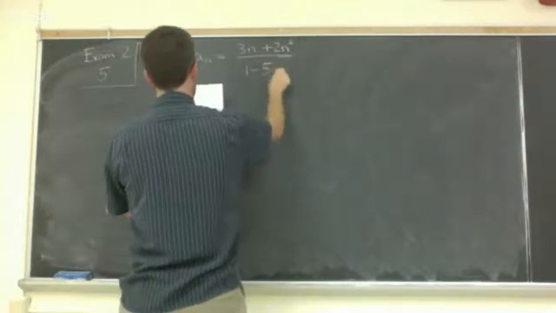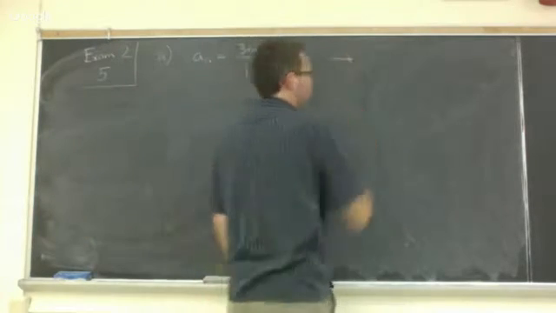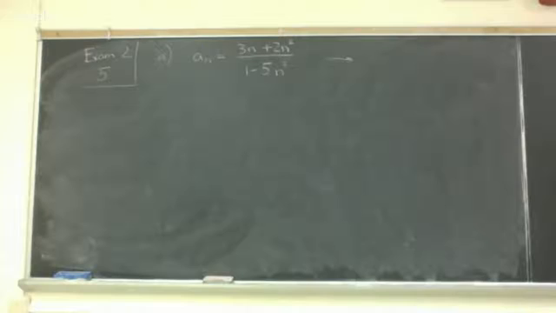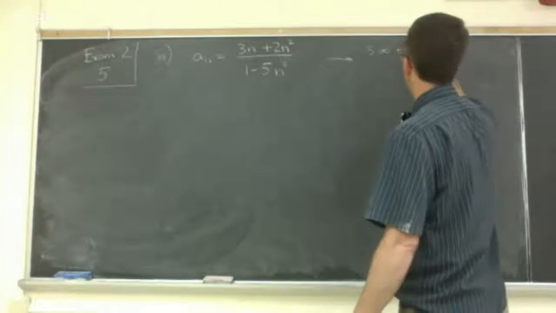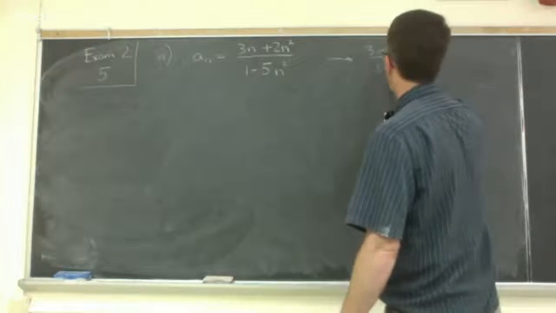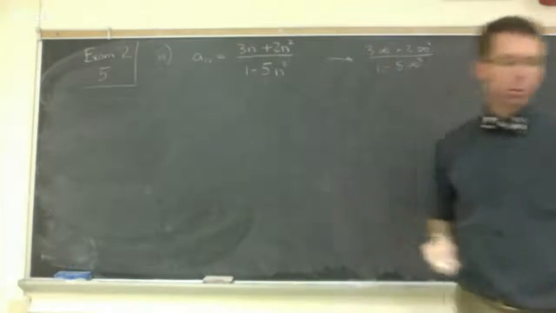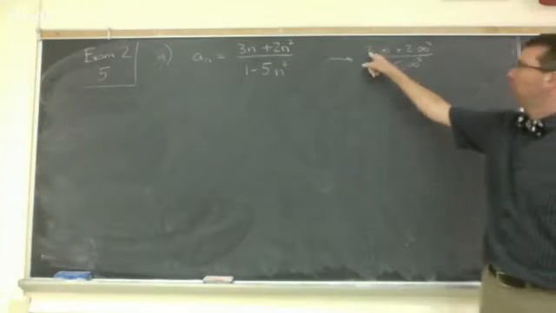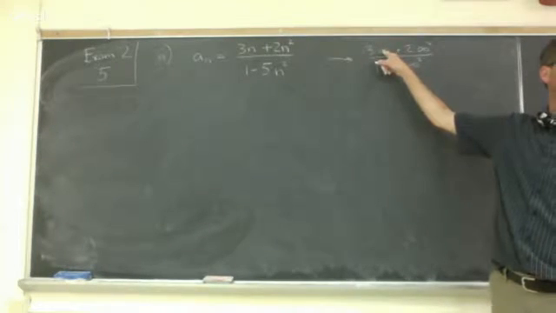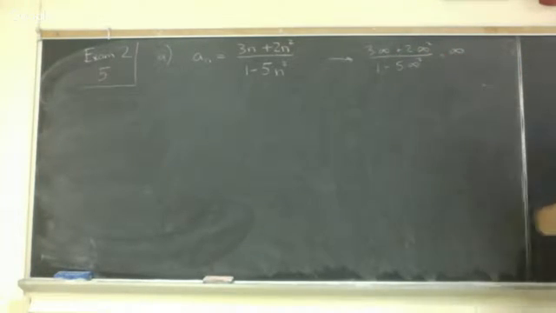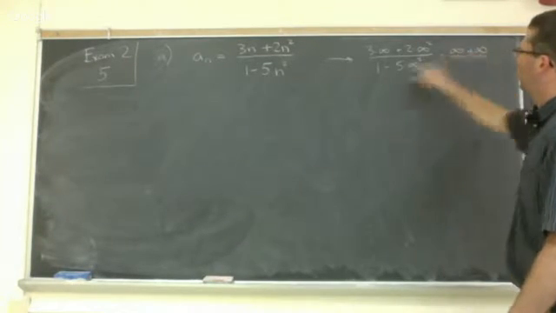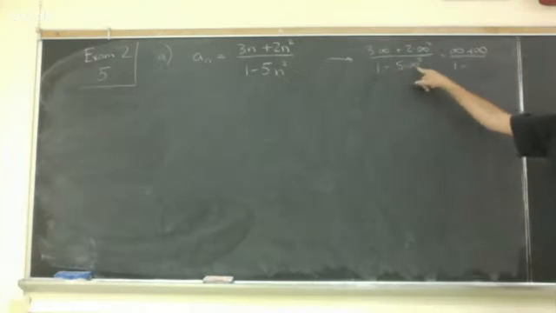Okay. So here we had a sequence, 3n plus 2n squared over 1 minus 5n squared. As n goes to infinity, I get 3 times infinity plus 2 times infinity squared over 1 minus 5 times infinity squared. So let's think about what happens to all those pieces. What's 3 times infinity? Just infinity. What's infinity squared first? Infinity times 2? Infinity.